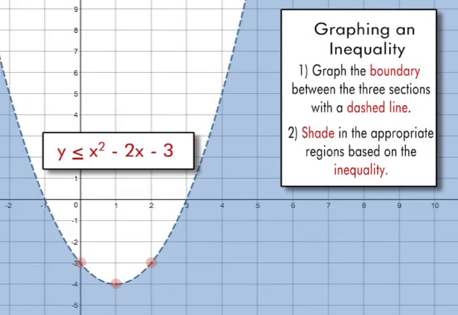So I've got to shade in that dashed line as well, and when I do, this is my inequality. So notice that even though it's a curve instead of a line, it's still that exact same pattern as we did before. So recall, in order to graph an inequality, I graph the boundary, shade in the appropriate regions according to the inequality.